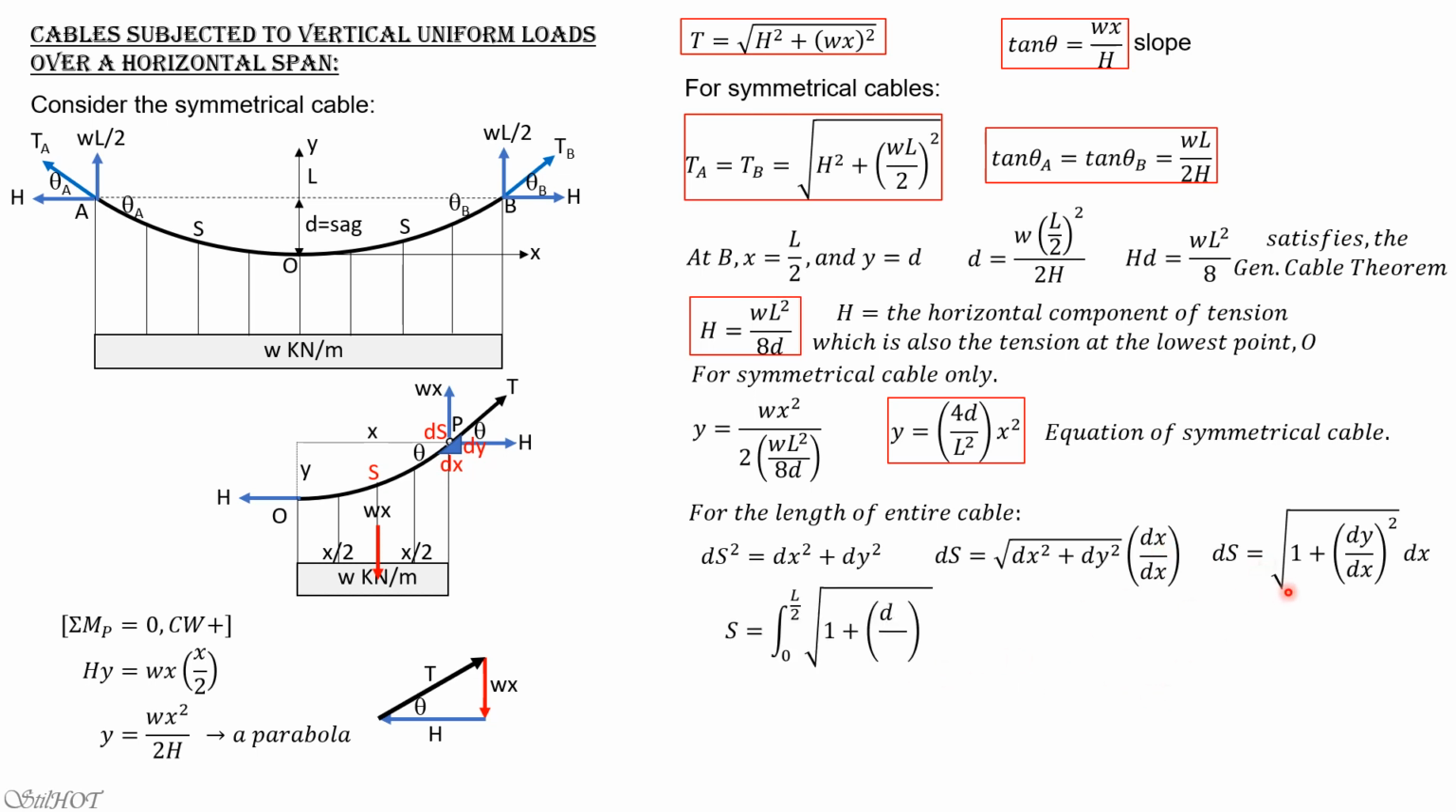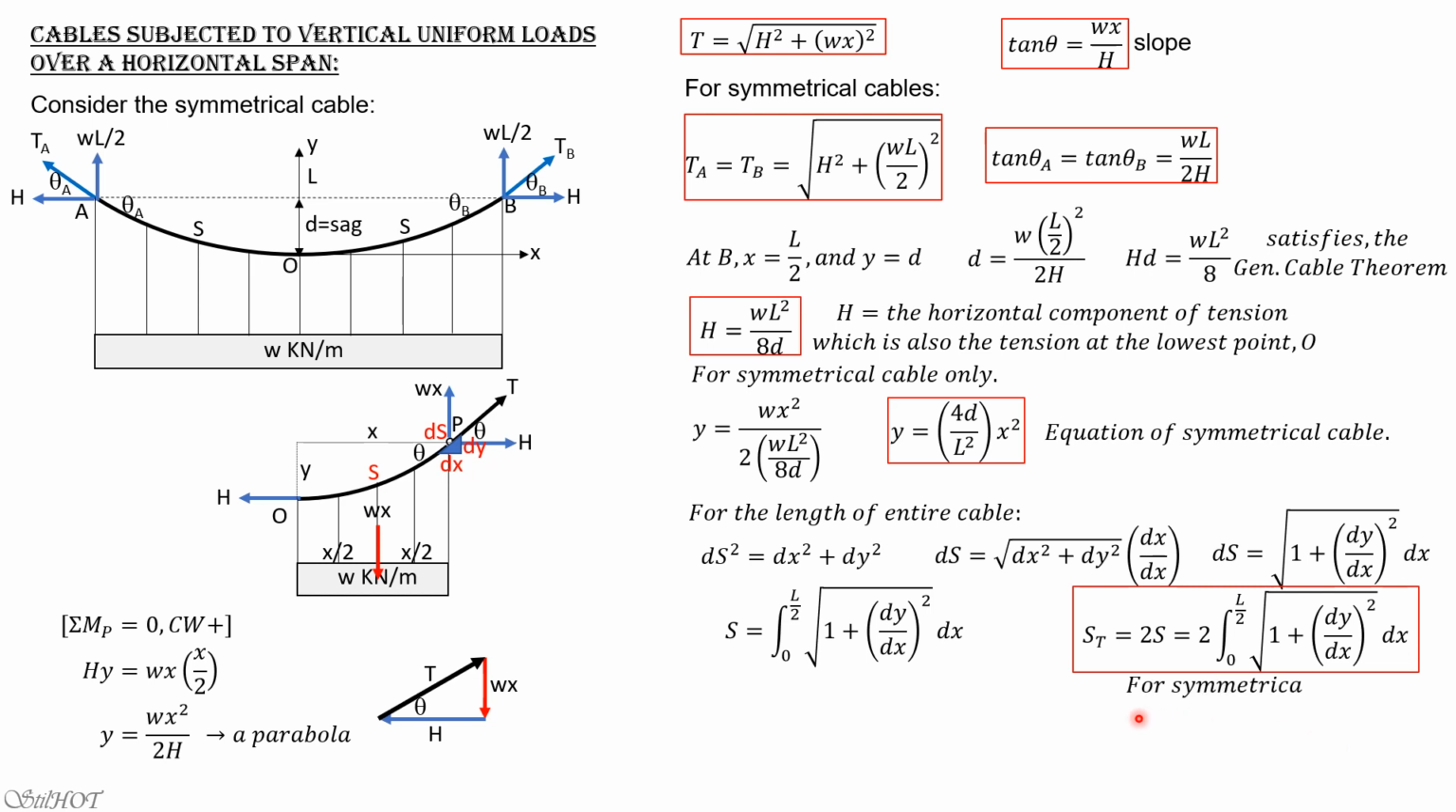So integrating, s therefore is the integral from 0 to L over 2 of the square root of 1 plus (dy/dx) squared dx. And if the high-tech calculator is allowed, then you will find it easy, supposedly. But because the high-tech calculator is not allowed, we will proceed by deriving the exact formula and the approximate formula for the length of the cable. So the total length is just you double this length. So 2s equals 2 times the integral from 0 to L over 2 of the square root of 1 plus (dy/dx) quantity squared dx. That's the expression for the total length of cable.